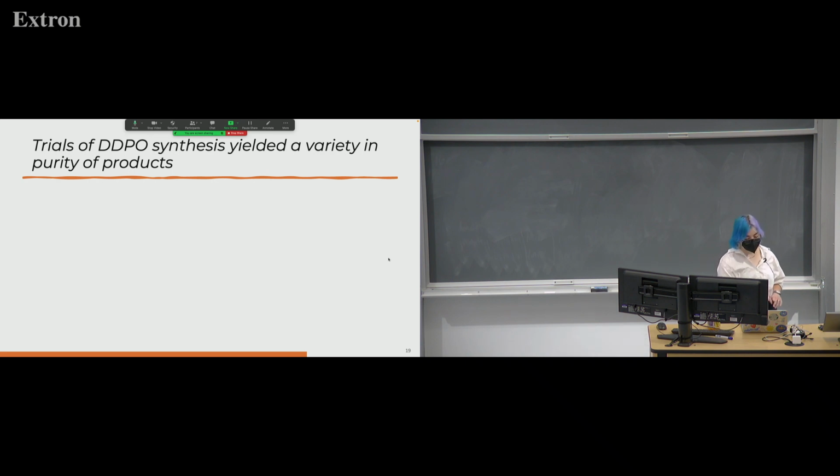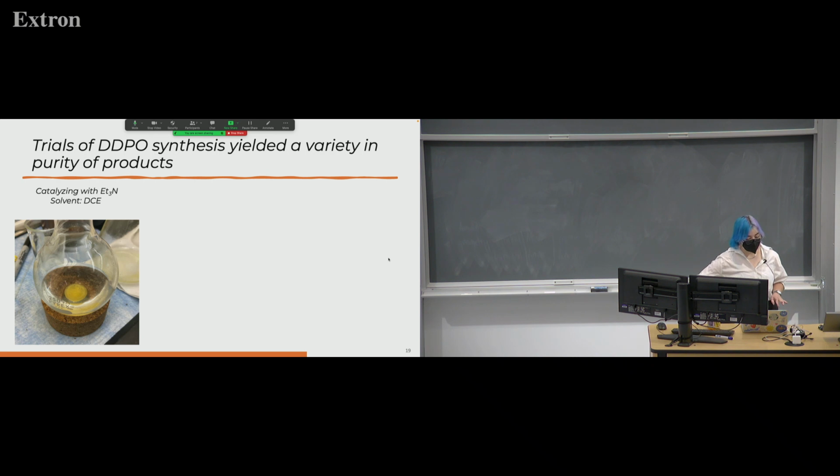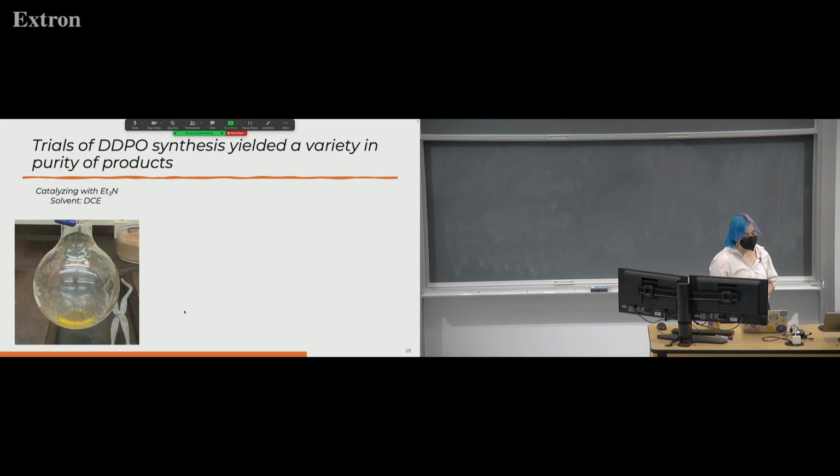So for instance, one of my trials where I was using triethylamine as a catalyst and using dichloroethane as my solvent, I got something that looked like this, kind of looks like an egg, which was pretty cool. And then upon rotovapping, I was able to get this thick yellow goop. But based on the literature that I had seen, DDPO is supposed to be a white crystalline solid. So this is not technically what I was looking for.